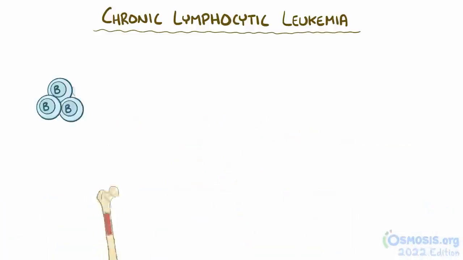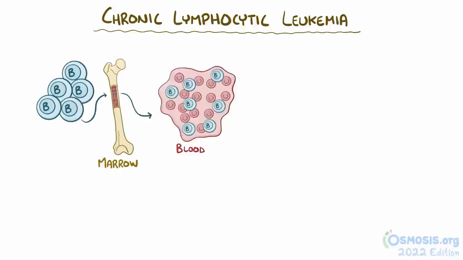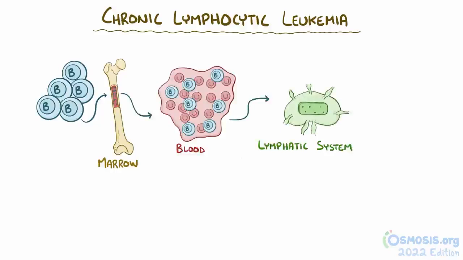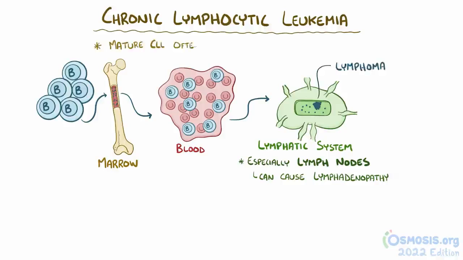Anyway, these premature leukocytes build up in the bone marrow and eventually spill into the blood, like in CML. Some of these cells then move to the lymphatic system, and although this does include the spleen, the lymph nodes are typically prioritized. This causes swelling of the lymph nodes, or lymphadenopathy. Then eventually, B cells in these nodes will accumulate into distinct masses, or lymphomas, which is why mature CLL is sometimes called small lymphocytic lymphoma.